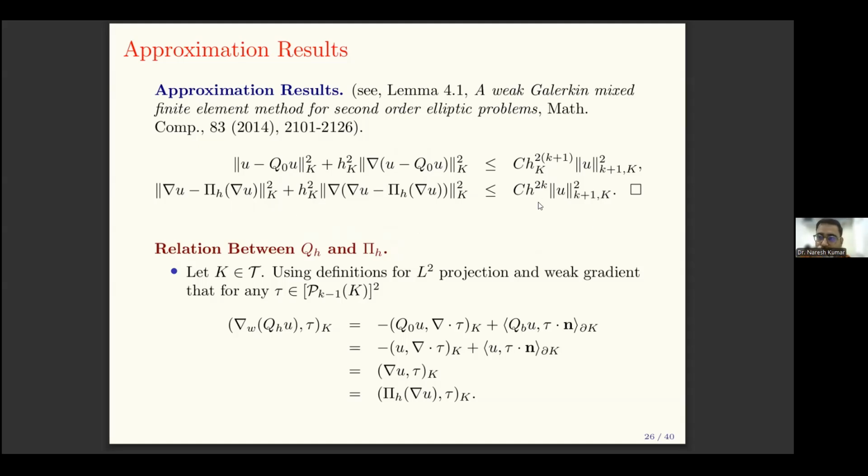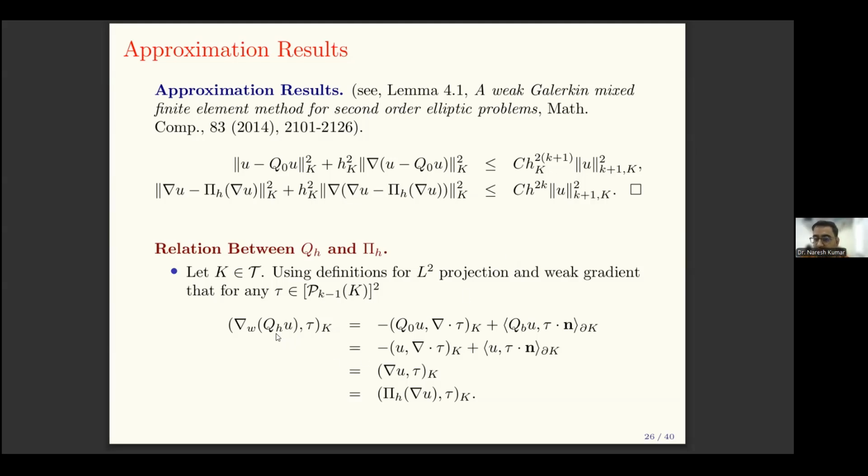But there is a relation between Q_h and pi_h. Suppose Q_h u: u is a function in H1, but when you operate Q_h on u, then you can send the function into the Galerkin space. So if you apply the Q_h operator on the function u, then Q_h u belongs to V_h. V_h is our Galerkin space.